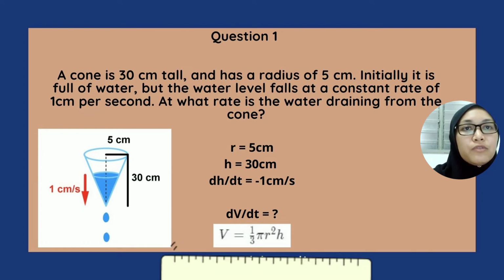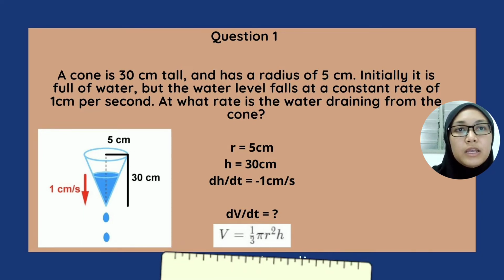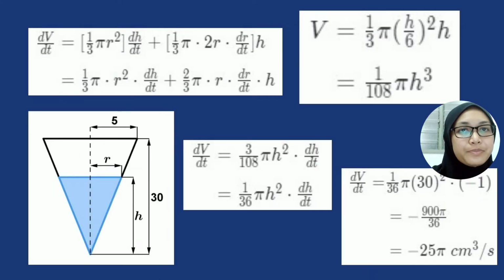We can use the volume of a cone, V equal to 1 over 3 pi r squared h. Taking the derivative of the volume of the cone, we need to use the product rule and chain rule. So first we can separate V into 1 over 3 pi r squared and h. Now we can do the product rule and chain rule.